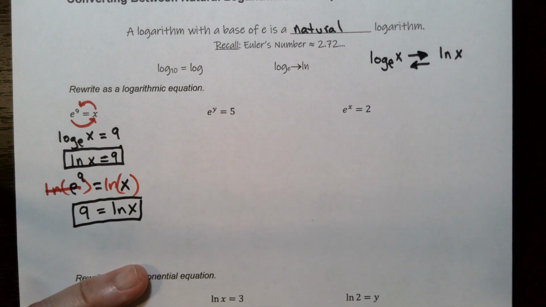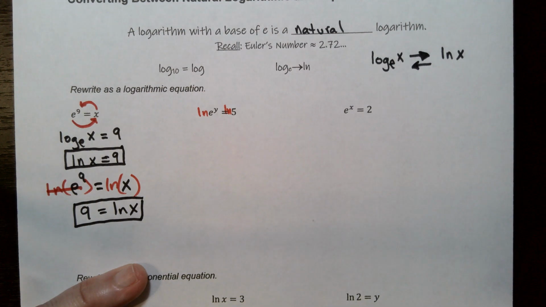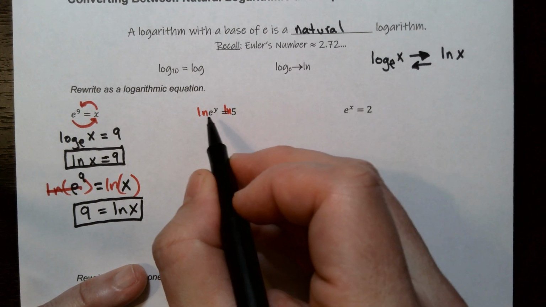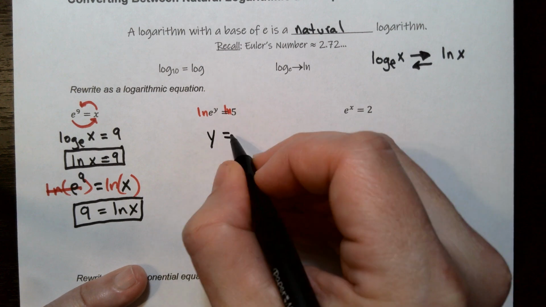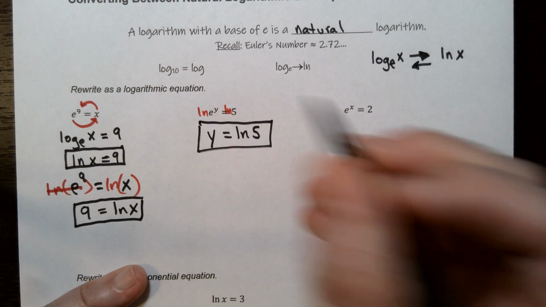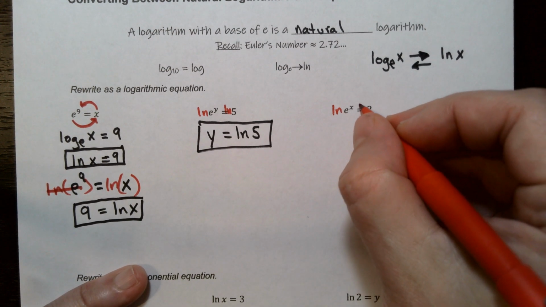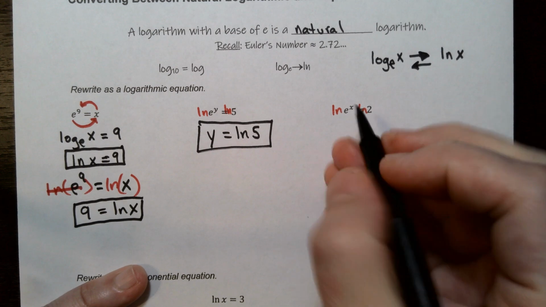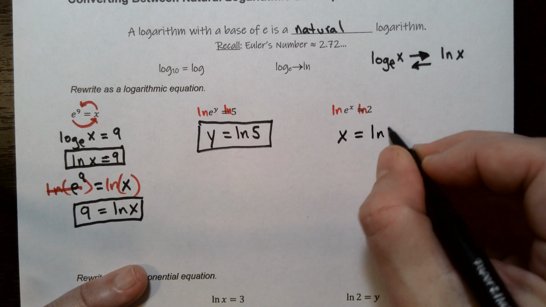So I'm going to apply an ln to both sides here. The ln and the e will cancel each other out, so y equals ln of 5, and that's your answer. If we apply ln to both sides here, the ln and the e touch and cancel. What's left is x equals ln of 2.